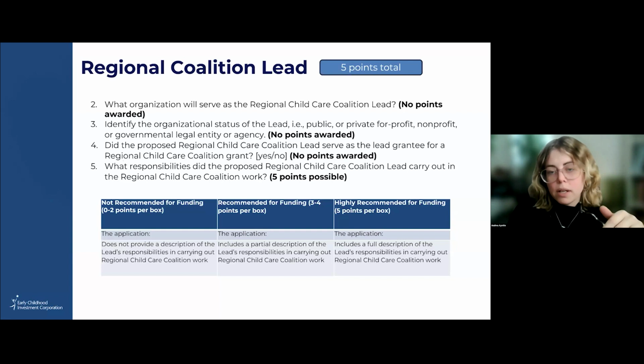And then we start to get more into the narrative questions. So this is a 5-points-possible question. What responsibilities did they carry in the work? And you can see our rubric here: full description, partial description, no description. Some of the rubrics are pretty simple, but I do want to have them here, for some of them will really spell out exactly what we are looking for in those questions. We can go to the next ones.